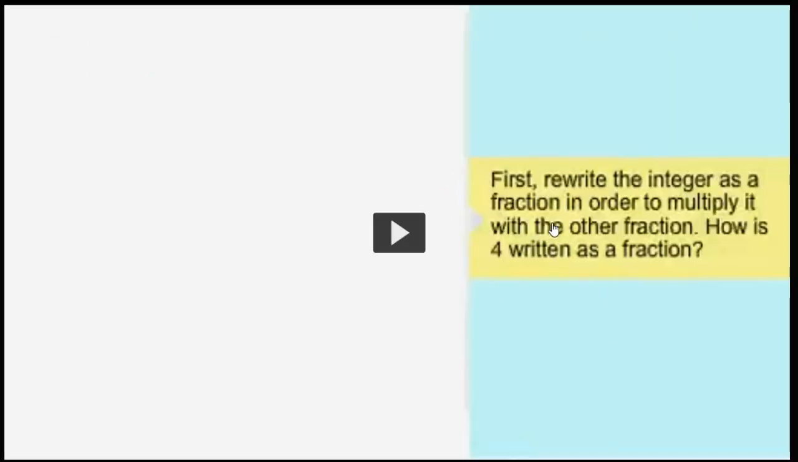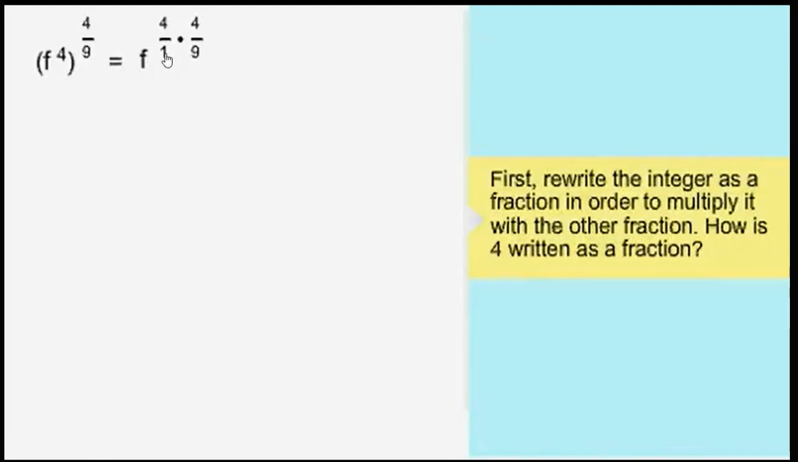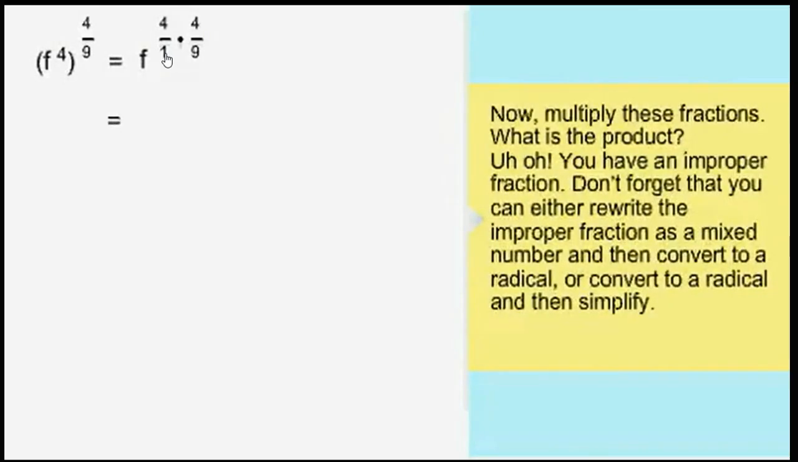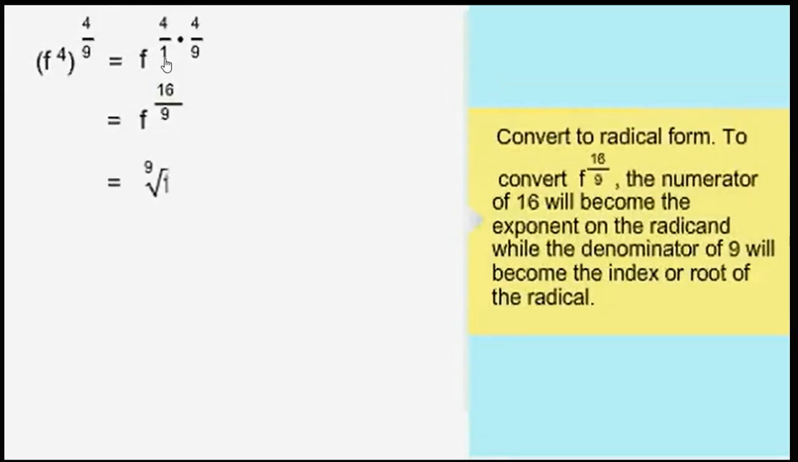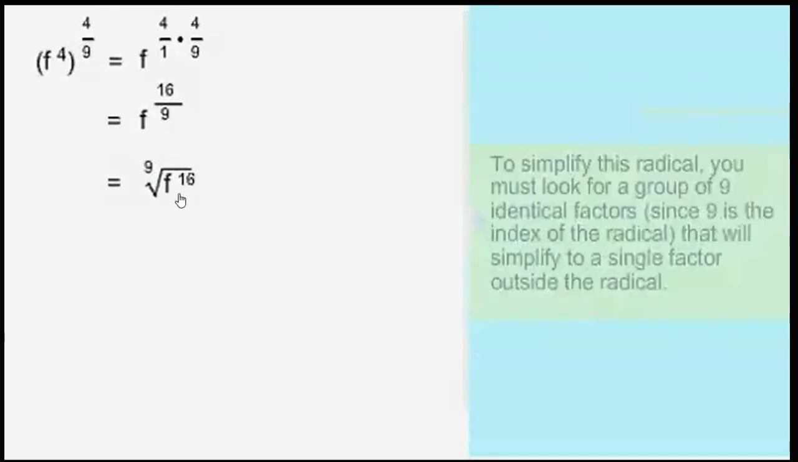All right, it says first rewrite the integer as a fraction in order to multiply with the other fraction. So how is 4 written as a fraction? That's a good question because this is f to the 4th. So f to the 4th would be f to the 4/1 because that's what the number 4 is. Multiply it times 4/9. So now you're going to multiply those fractions. So that's 4 times 4 and 1 times 9. So we've got f to the 16th power, the 9th root of that.